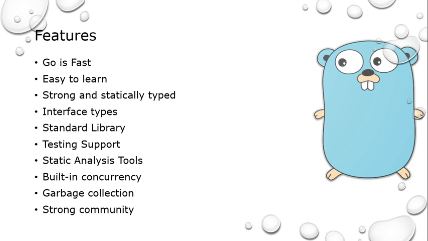Now let's look at features of Go. Go is fast, easy to learn, strong and statically typed, interface types, standard library, testing support, static analysis tools, built-in concurrency, garbage collection, and also strong community. Now let's discuss these in detail.